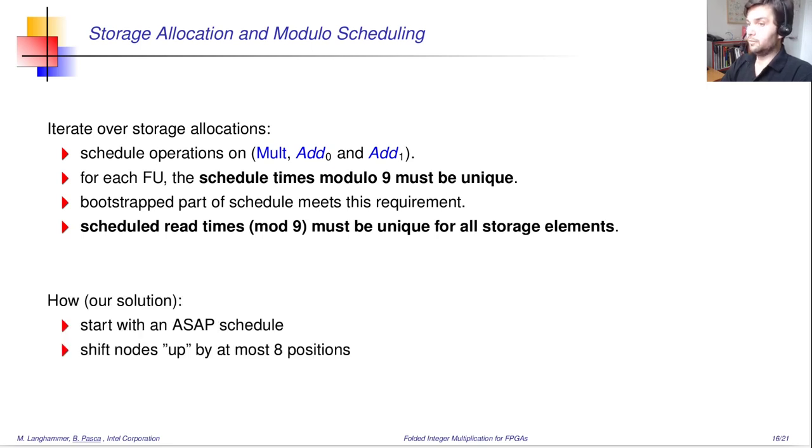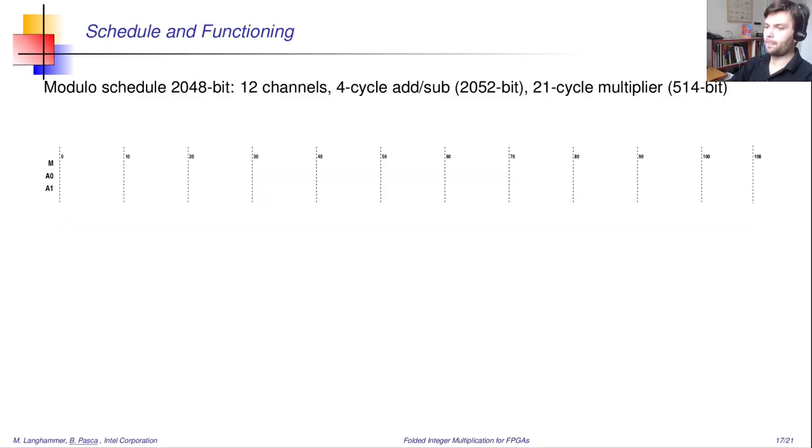Arriving at a solution that meets the above constraints may be done in multiple ways. Our solution starts with an as soon as possible schedule and explores schedules where nodes may be shifted up in schedule by at most 8 cycles. The 106-cycle modular schedule of a 2048-bit multiplier based on a 4-cycle adder and a 21-cycle multiplier is shown here. On the x-axis, we show the schedule time. On the y-axis, we show the functional units. The valid modular schedule is shown in light blue.